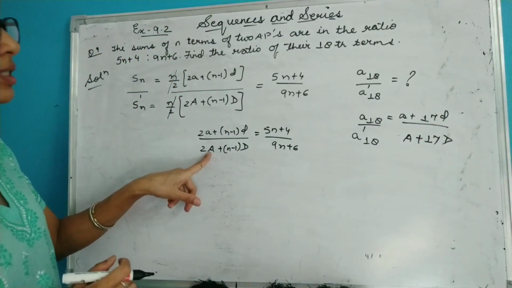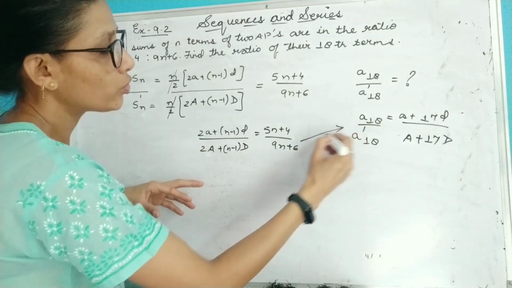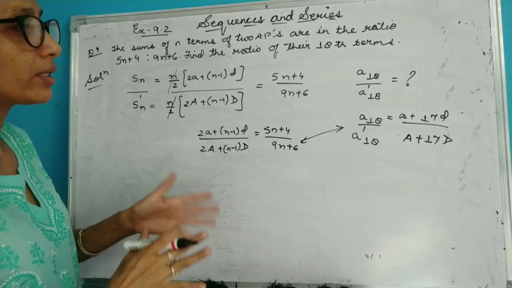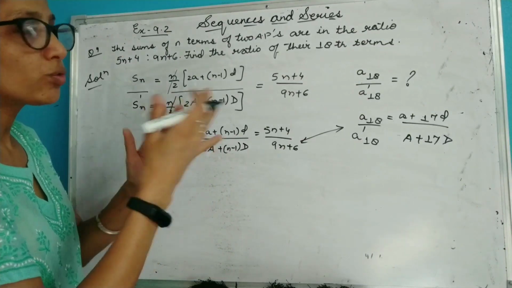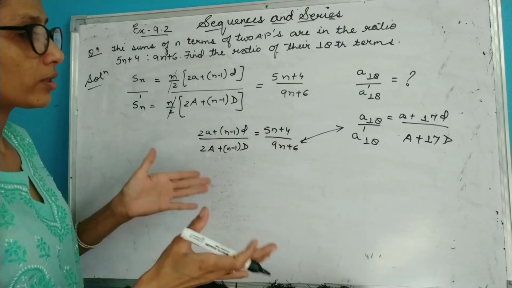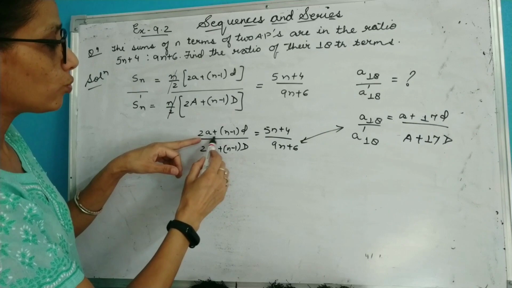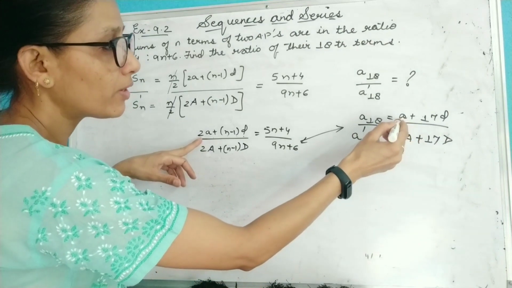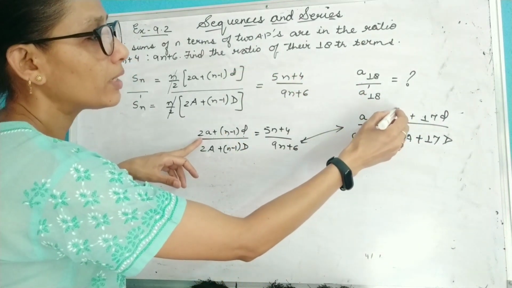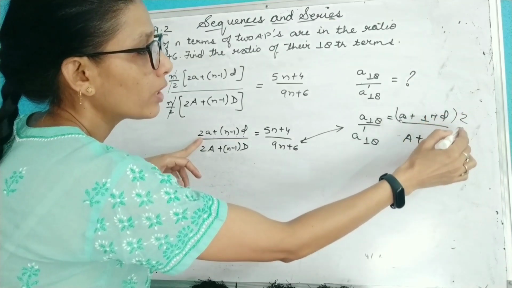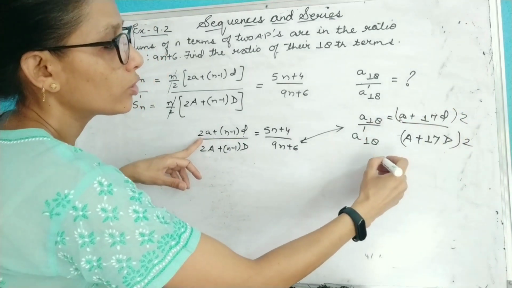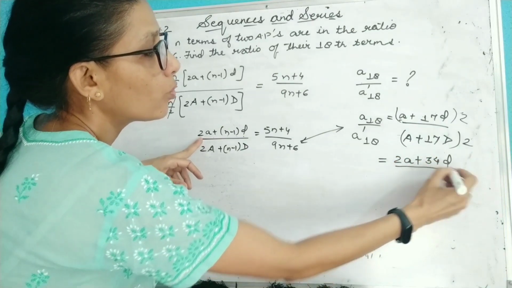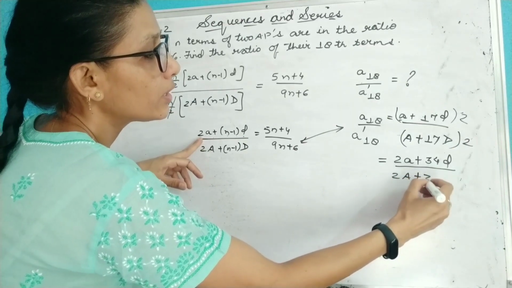Now children, you can see here, we can compare these two because we cannot solve them further. So let's find out how we can equate one to another by replacing what term. Here it is 2a plus n minus 1 into d. Here it is a plus 17d. So if I want to make it 2a, I will multiply this complete term with 2 and this complete term with 2 also. So I get 2a plus 34d whole upon 2A plus 34D.